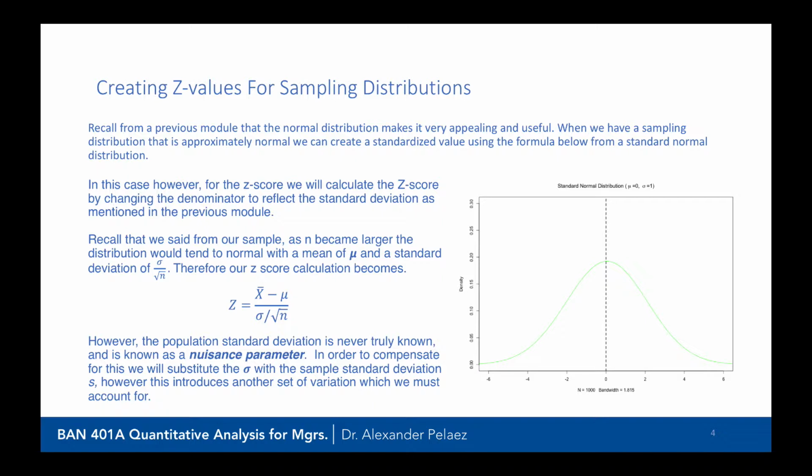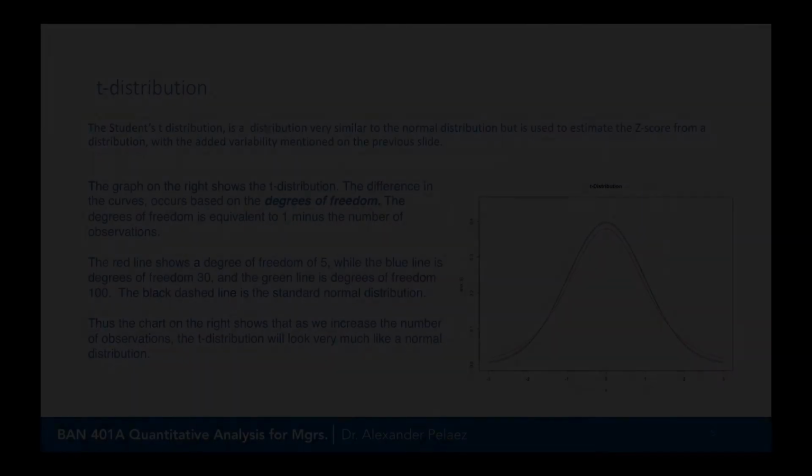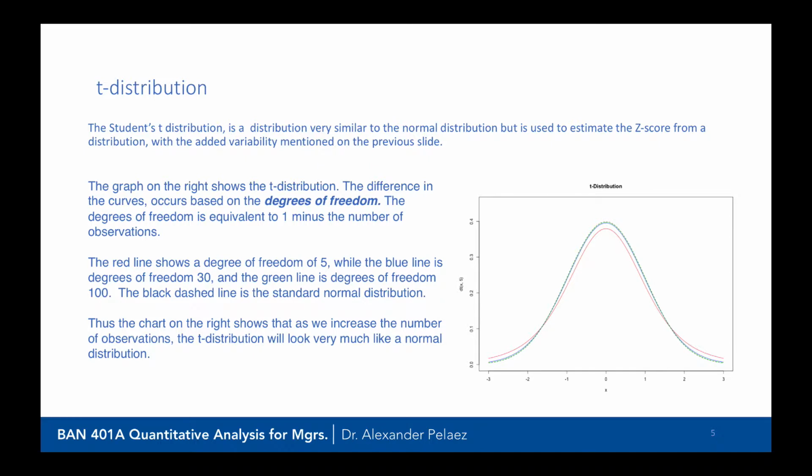The population standard deviation, which is sigma, is never truly known, and we call this a nuisance parameter. So in order to compensate for this, we're going to substitute sigma with the sample standard deviation. But once we do this, it introduces another set of variation that we have to account for. In order to account for it, we're going to use a slightly different distribution called a t-distribution. This t-distribution is very similar to the normal distribution, but it is used to estimate the z-score from a distribution with the added variability mentioned on the previous slide.